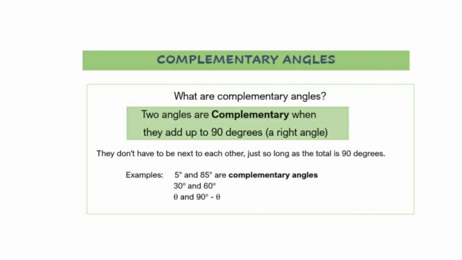So what are complementary angles? Well, they are angles that add up to 90 degrees, that make a right angle. They don't have to be next to each other, just as long as the total is 90 degrees. If you have 5 degrees and 85, they are complementary angles. If you have 30 and 60, they are complementary, and then you get something slightly more difficult. If you have the angle theta, then its complementary angle will be 90 minus theta.